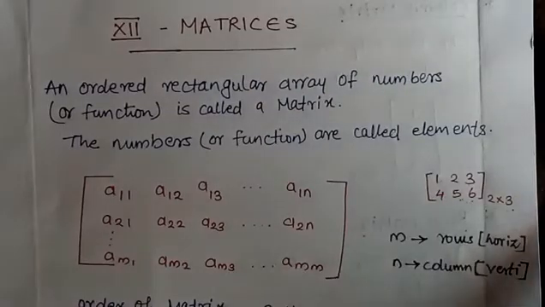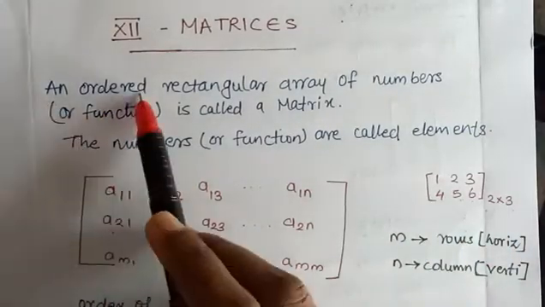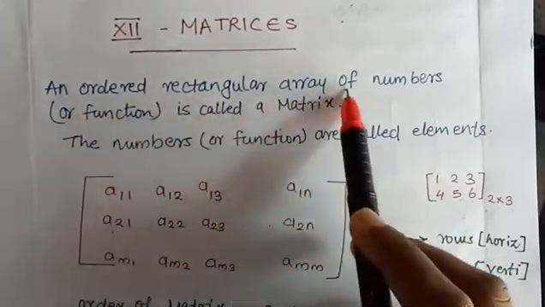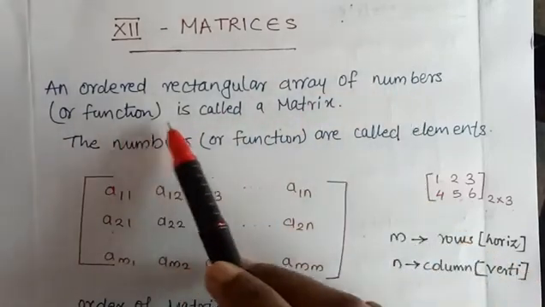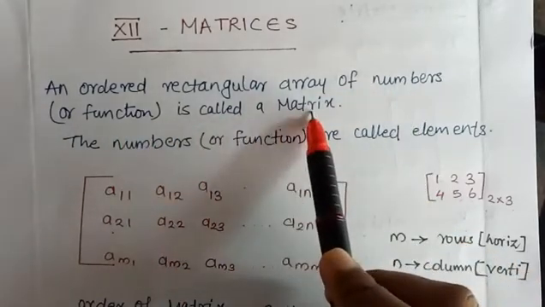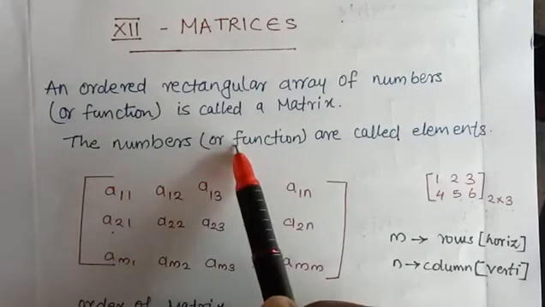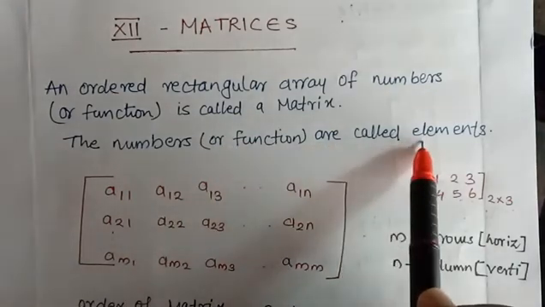Hello friends, today we are going to discuss plus 2 mathematics chapter 3, matrix. An ordered rectangular array of numbers or functions is called a matrix. The numbers or functions are called elements.